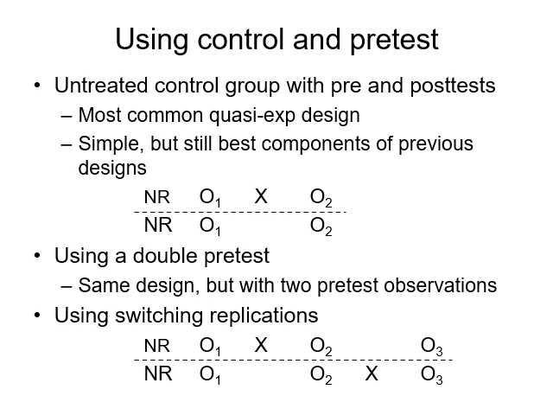So we can also use a control and pretest. We can use an untreated control group with a pretest and post-test. This is probably the most common quasi-experimental design when possible. It's simple, but still has the best components of the previous designs.